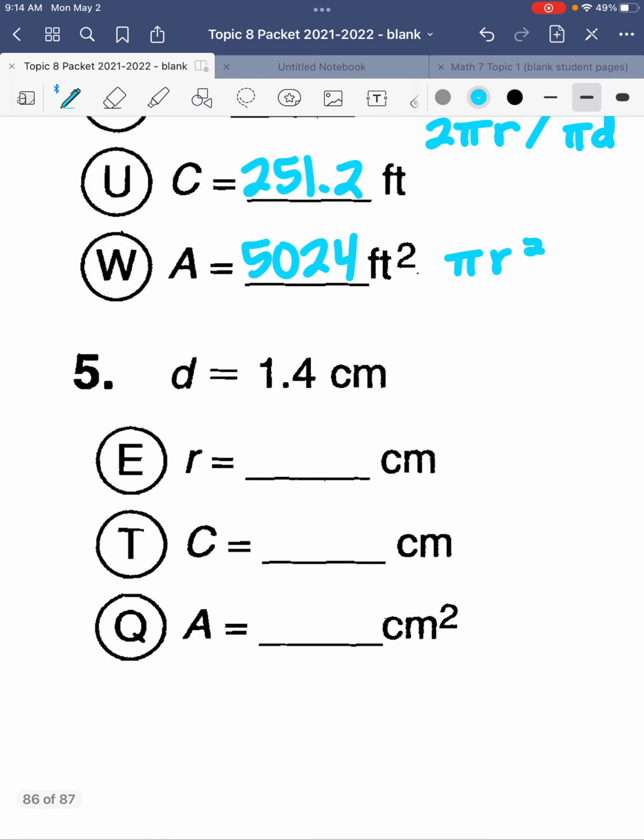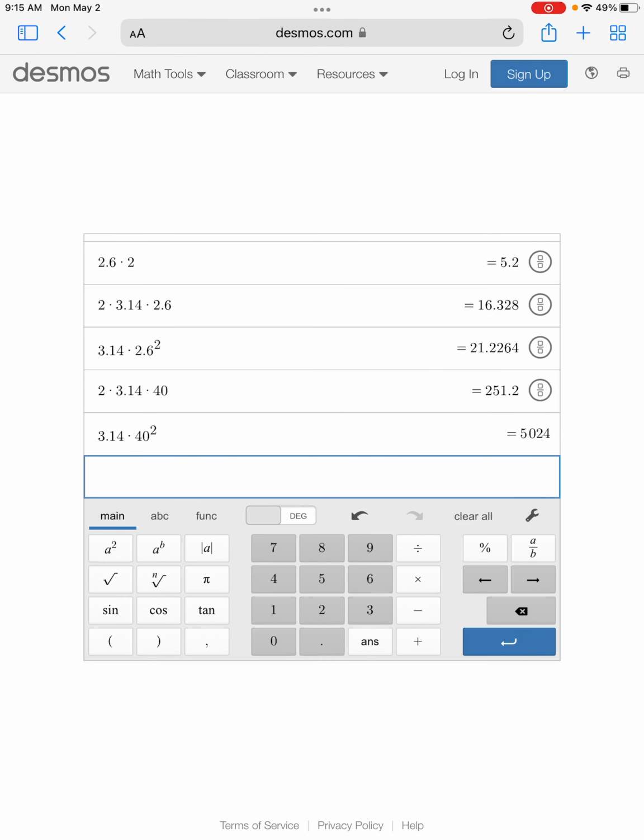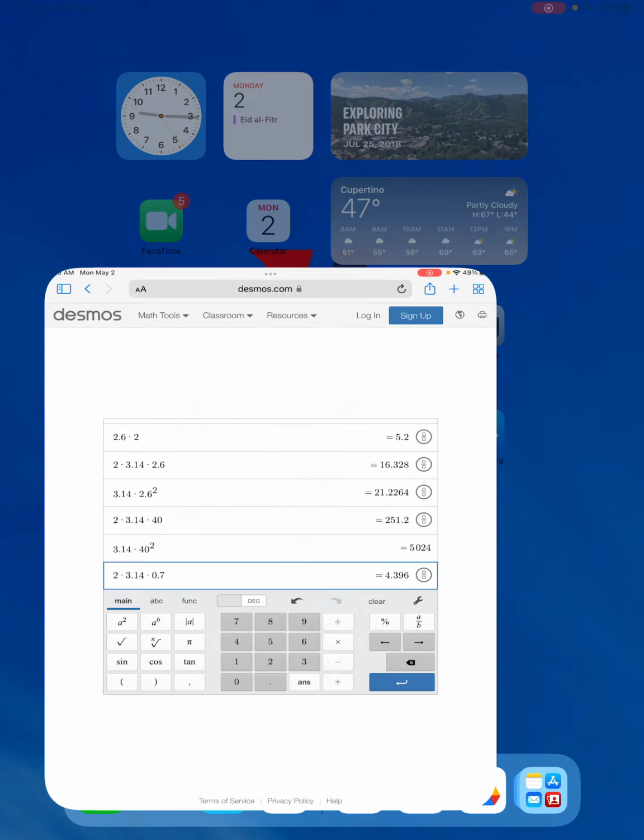Okay, I'm going to move on to number 5 just because it's right here. So if my diameter is 1.4 centimeters, I know that my radius is half of that. So 1.4 divided by 2 is going to be 0.7. So 0.7 centimeters. Now to find my circumference, we can use 2 times pi times the radius, or we can use pi times the diameter. It doesn't matter which one we use. I'm going to use 2 times pi times the radius. So we have 2 times 3.14 times 0.7, and I get 4.396.